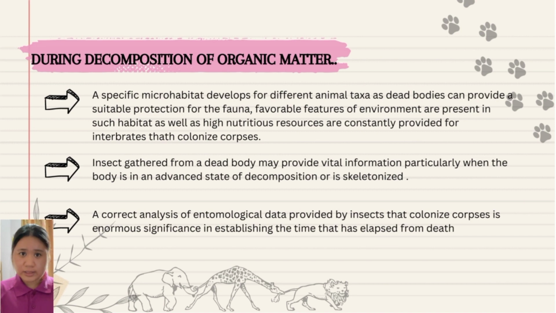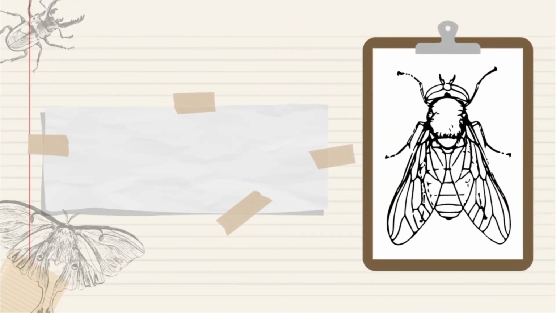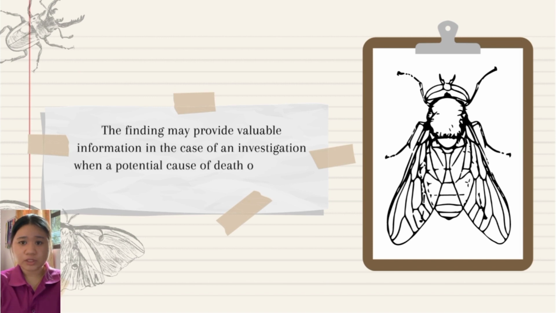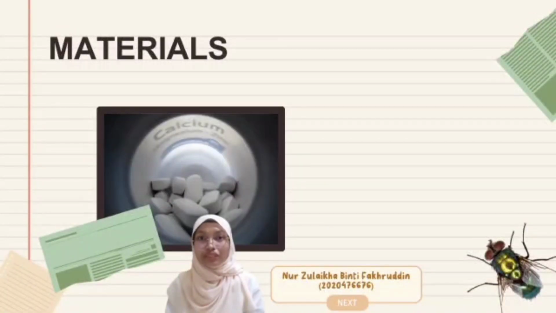A correct analysis of entomological data provided by insects that colonize a corpse is of enormous significance in establishing the time that has elapsed from death. The findings may provide valuable information in the case of an investigation when a potential cause of death of a human or animal was overdosing on this medicine. Next, we will talk about the materials and methodology of this experiment.